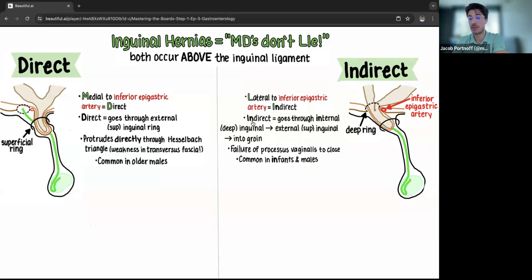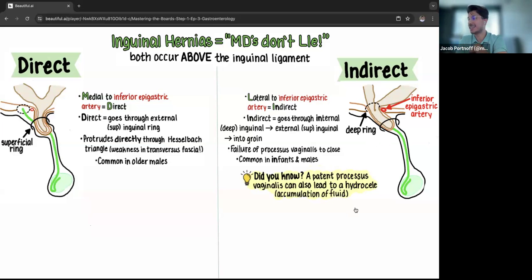So really important, and you can remember indirect also goes through the internal inguinal ring. That's a fun memory trick. But I did want to just hone in on, don't be fooled if they give you an older adult with this hernia picture and you immediately rule out an indirect. Right in the vignette, it said it happened lateral to the epigastric artery. And if they tell you that, you know it's an indirect, and you know that that can stem from the failure of the processus vaginalis to close, okay?